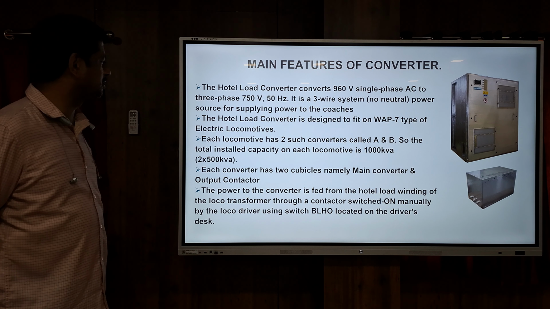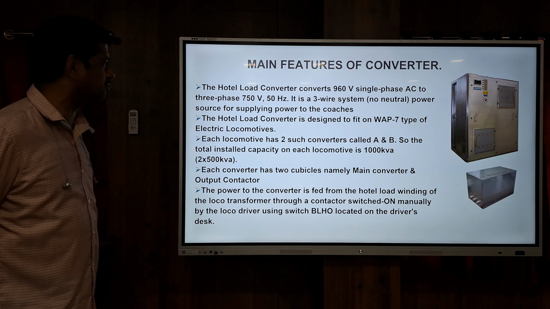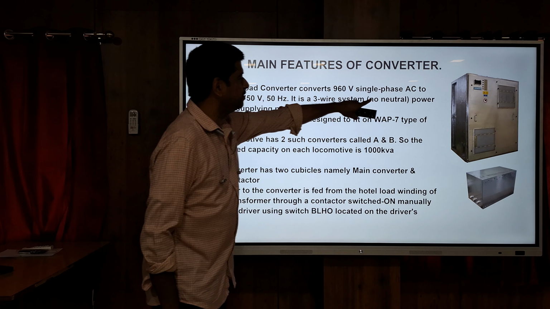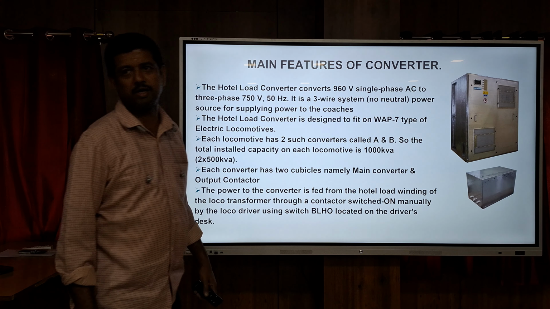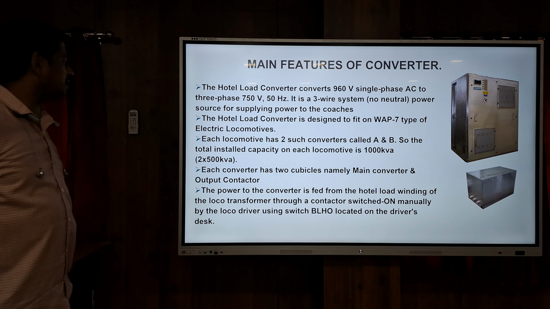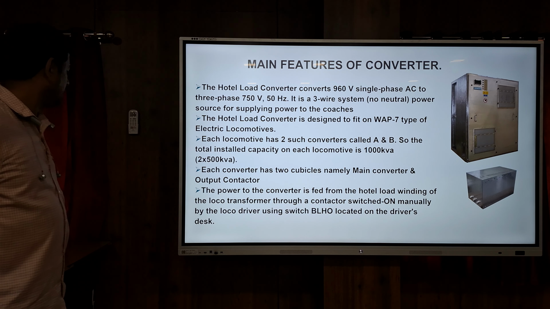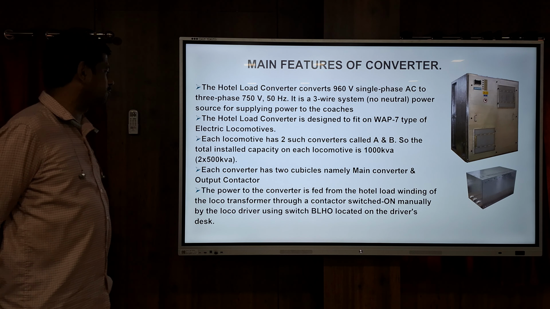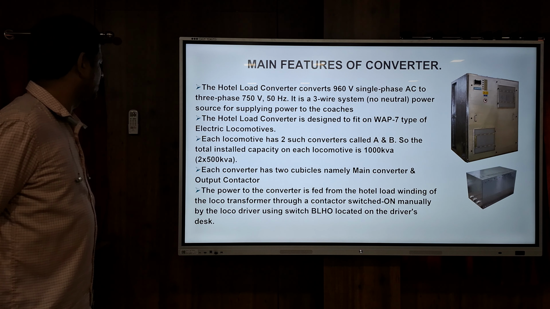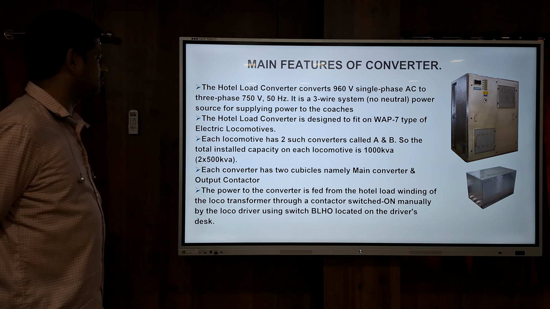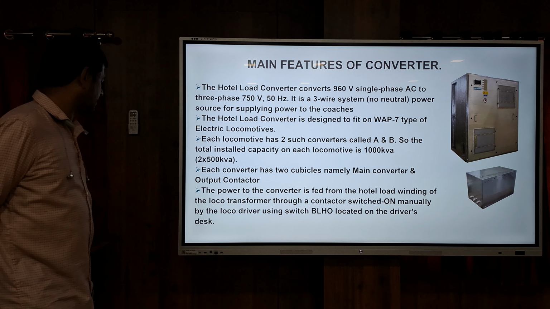Each converter has two cubicles, namely main converter and output contactor. This one is the main converter unit and this one is the output contactor unit. The power to the converter is fed from the hotel load winding of the loco transformer through a contactor switched on manually by the loco driver using the switch BLHO located on the driver's desk.